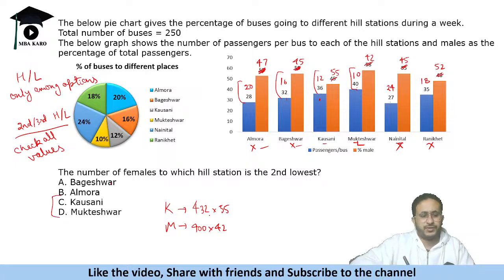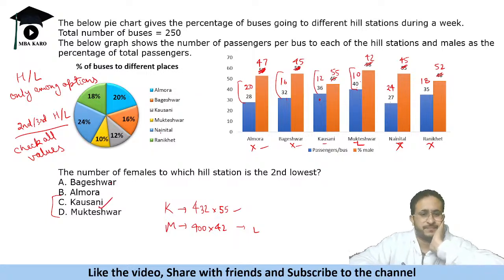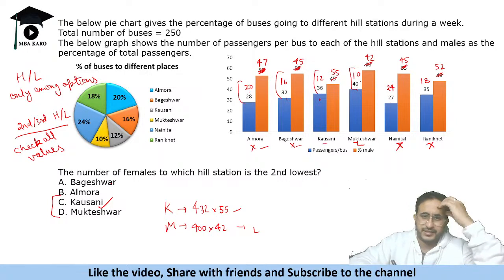अब हमें कैलकुलेशन एक्चुअल निकालना पड़ेगा. 432 का 55 है ना, so this will definitely be the lowest. Okay, 400 का 42%, so this could be the answer. Kausani, very likely the answer. Bageshwar Almora, let us see कि it is 560 का 47, ठीक है, definitely high value होगी. And other is Almora is 492 का 45.